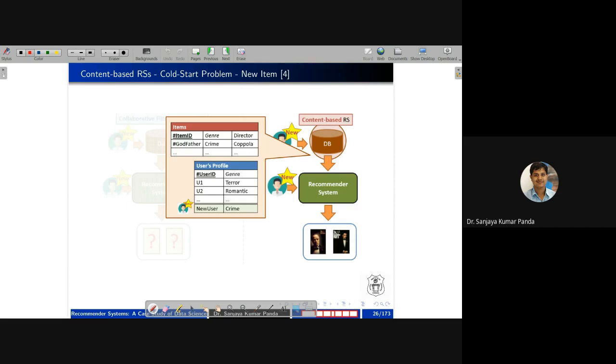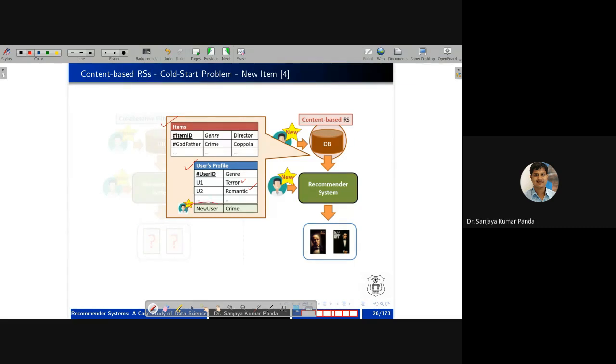So let us see. If you go for the database, you can see that this is your user profile and this is your item profile. We have a set of users, a set of items and their profiles. We know what type of movie they like: user U1 likes terror type movies, user 2 likes romantic type movies, and other users also like similar types of movies.